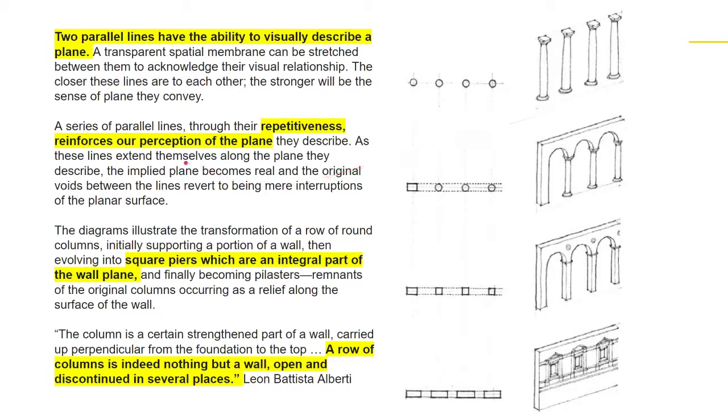A series of repetitive parallel lines reinforces our perception of the plane. As these lines extend themselves along the plane they describe, the implied plane becomes real and the original voids between the lines revert to being mere interruptions of the planar surface. So with this one, you have, let's say, a planar surface.